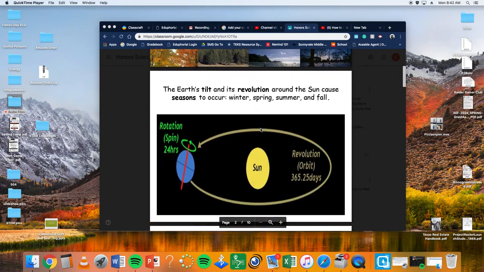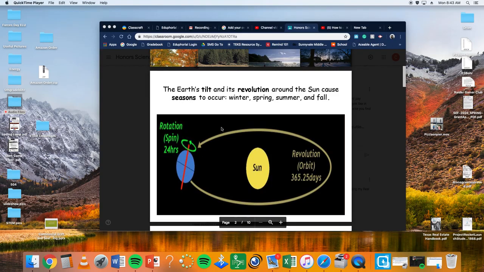So, tilt. Our Earth is tilted at a 23.5 degree axis, as you can see here. That's the tilt, and that tilt really is half of the reason why we have seasons on our planet. Seasons that are winter, spring, summer, and fall.